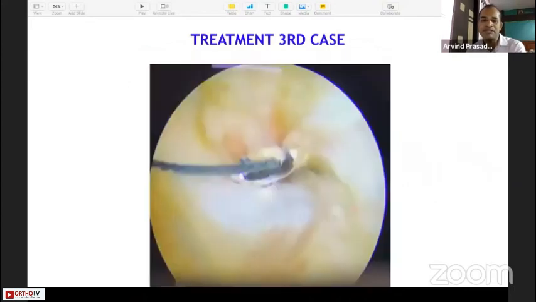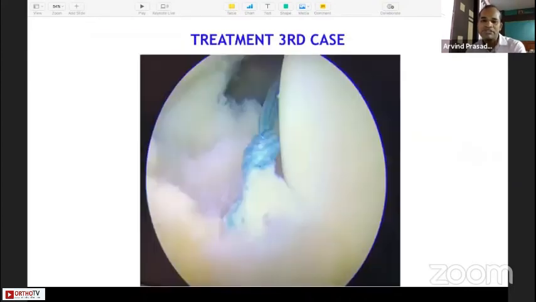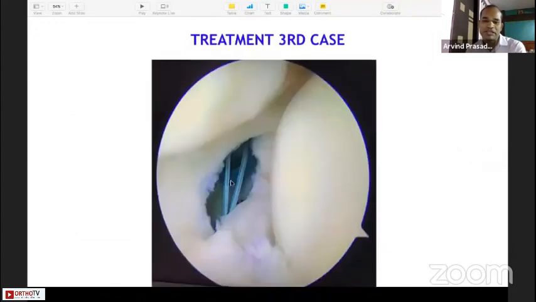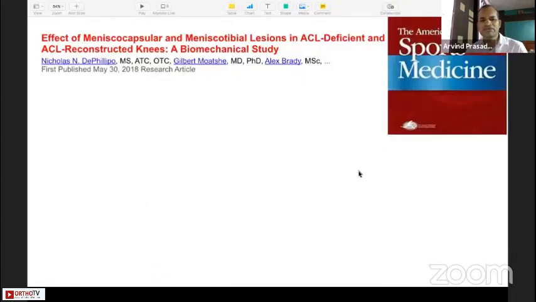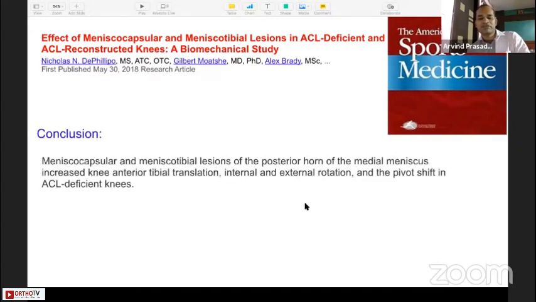So again, a big tear is there. A similar suturing was done, this is the first knot, and then the second knot, again outside the capsule. Some recent literature over this: this is from 2018, the American Journal of Sports Medicine, a biomechanical study. What is the effect of this? The conclusion was that the effect of ramp lesion is that it increases the anterior tibial translation. Many a time this type of patient will have a grade 3 anterior drawer test as well as a grade 3 pivot shift, in spite of there being no other injury; only ramp and ACL will lead to such a clinical finding.